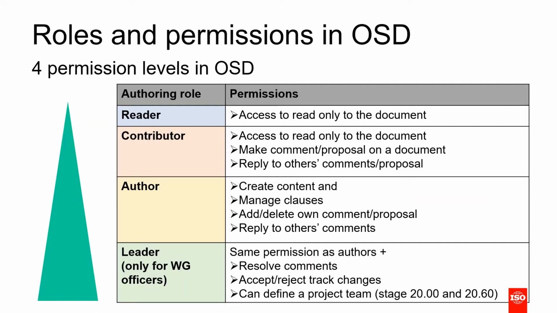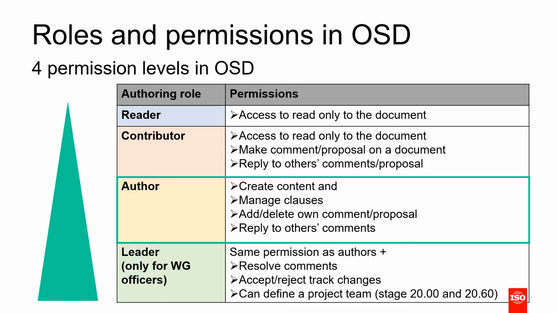4 levels of permissions exist in the OSD. The first level of permission is reader. A reader can access the document in read-only. The second level is contributor. A contributor can only access the document in read-only, but they can also place comments or propose changes in the document, and they can reply to each other's comments and proposals.